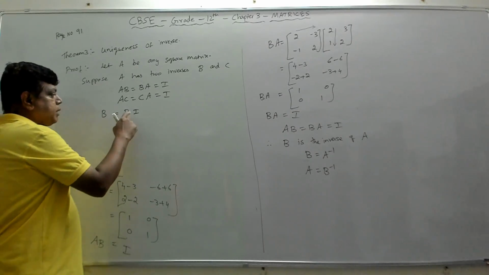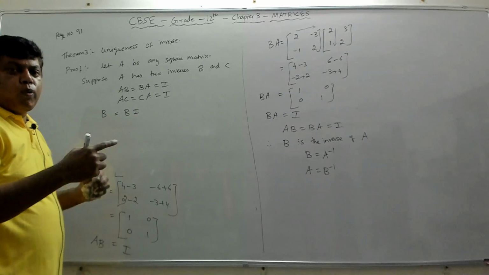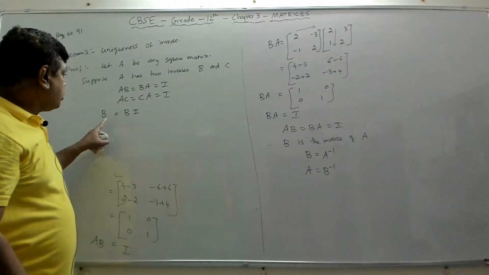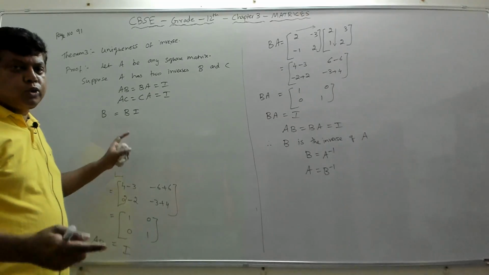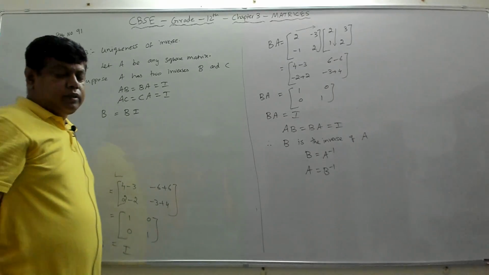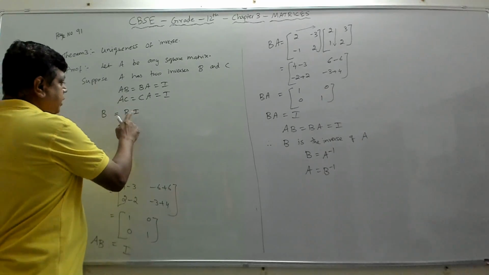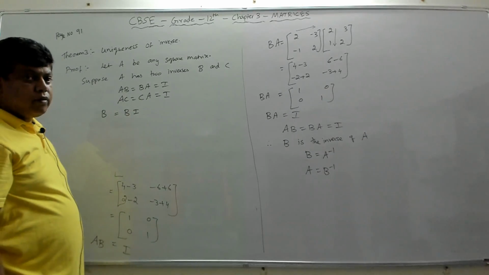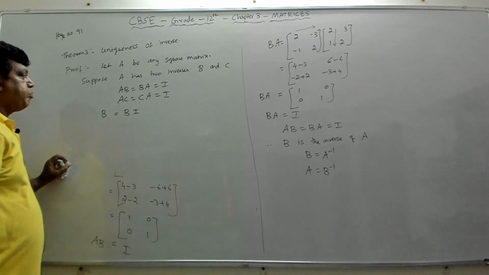Any matrix B multiplied with the identity matrix, you will get back B. So your identity matrix, you should treat it as the number 1, kind of. In mathematics, we can write 2 is equal to 2 into 1, because 2 into 1 is 2. In our normal multiplication, 1 is called the multiplicative identity. So here I is the matrix multiplicative identity. So B is equal to B into I. I can write it like this.